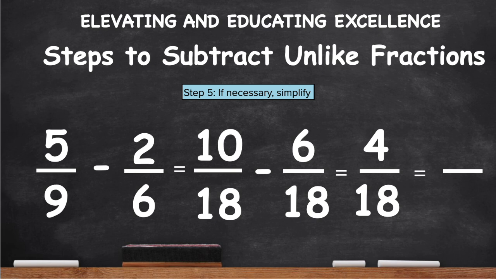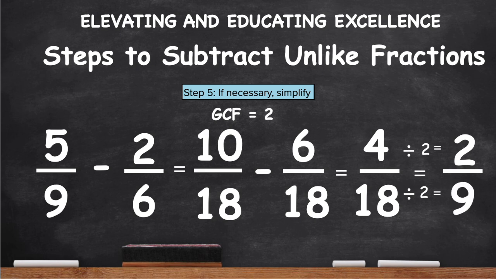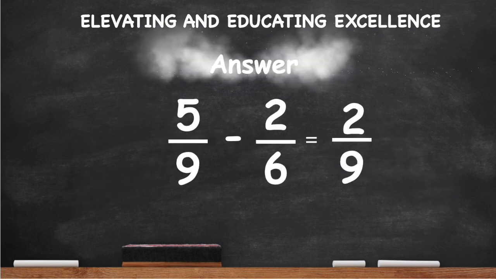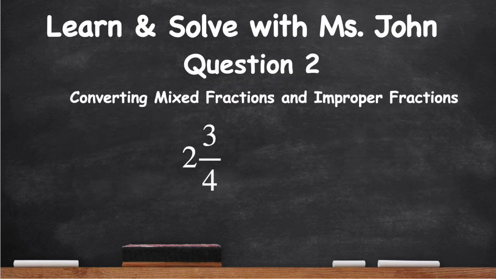So step number 5, if necessary, simplify. GCF equals 2. Therefore, we're going to divide the top number and the bottom number of the fraction in the intersection. So we know we could divide 4 and 18 by 2. 4 divided by 2 equals 2. 18 divided by 2 equals 9. So the answer is 2/9.